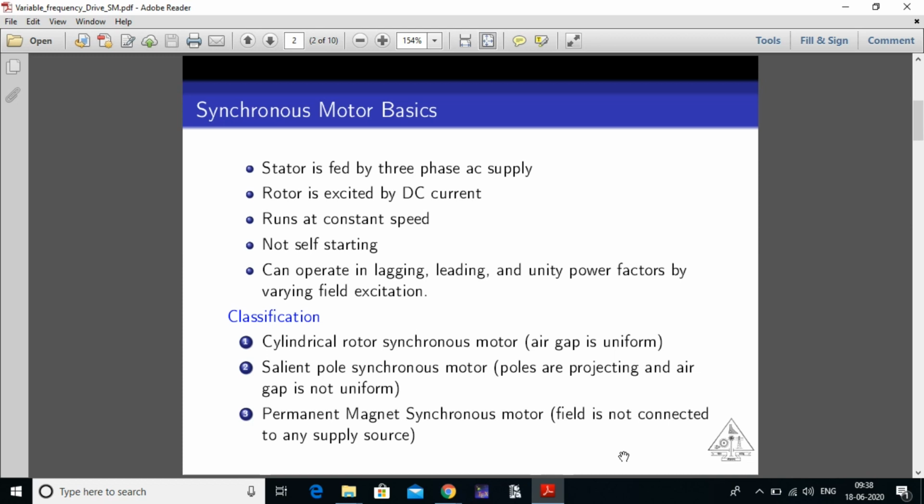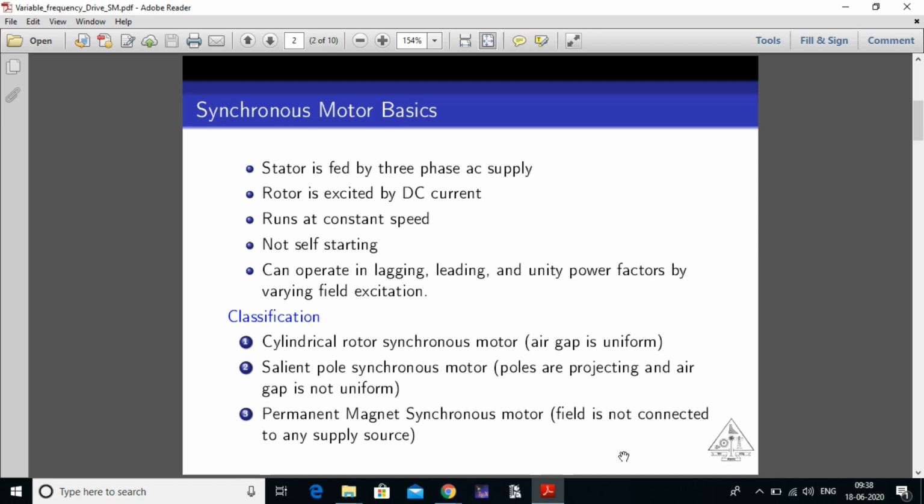But in the case of synchronous motor, the rotor is excited by a DC current. Therefore, there are two excitations. One is AC supply to the stator, and second is DC current to the rotor. The most important property of this synchronous motor is that it will run at constant speed. That is, the speed of rotation of the rotor is synchronous speed, that is, the speed at which the stator magnetic flux revolves.